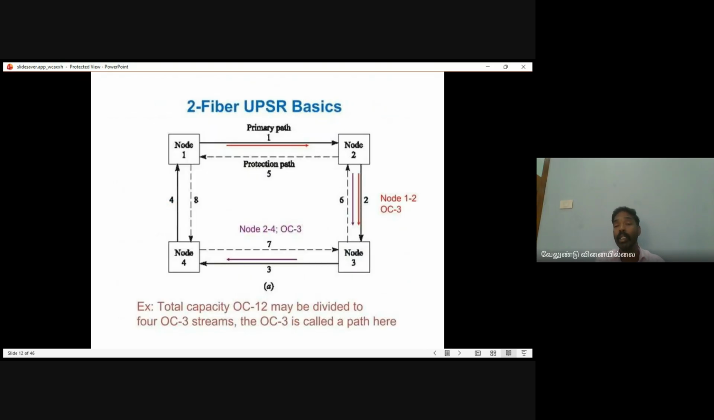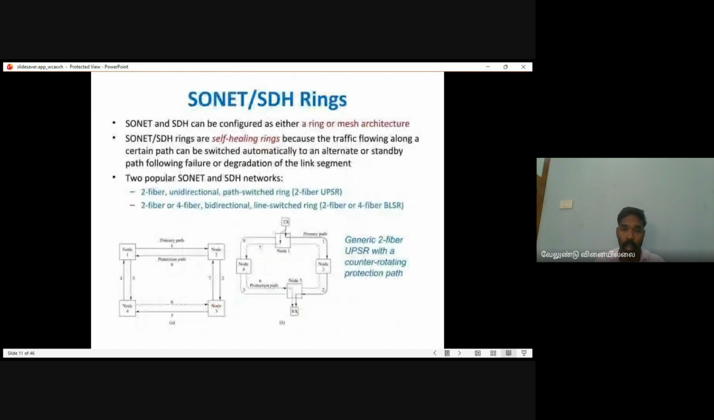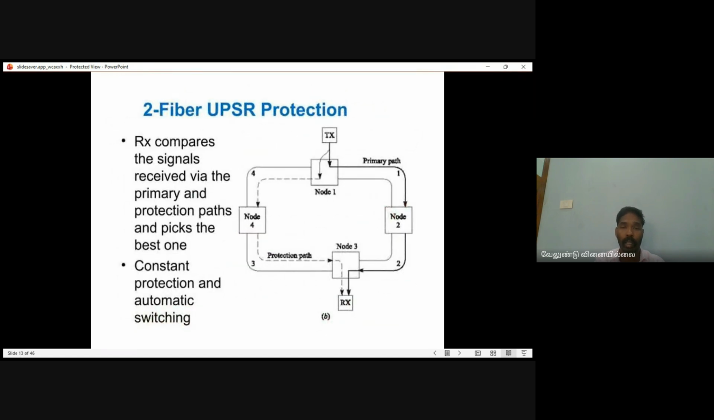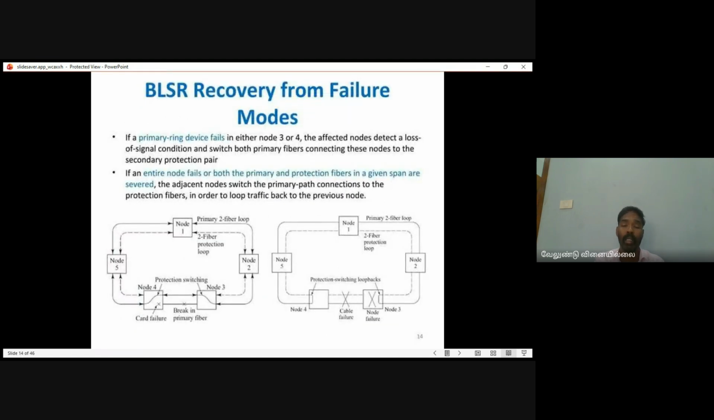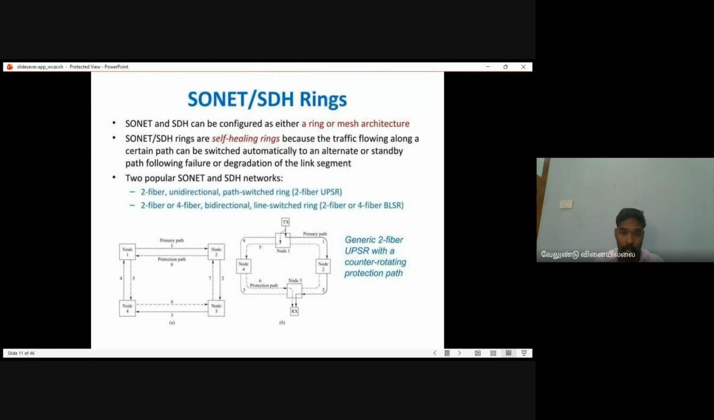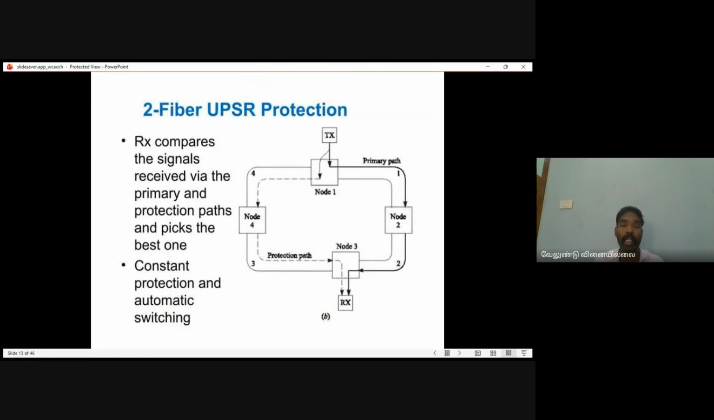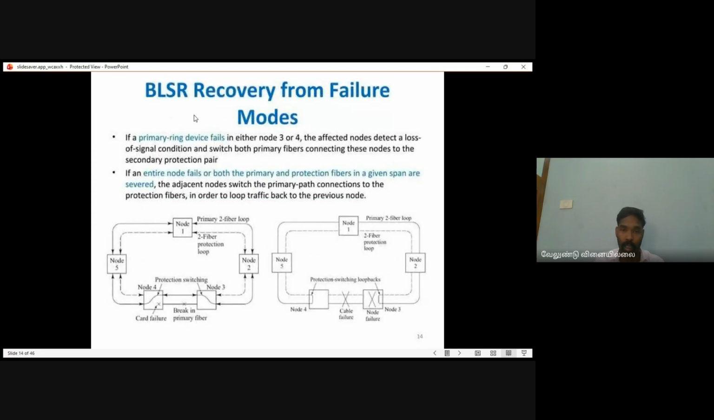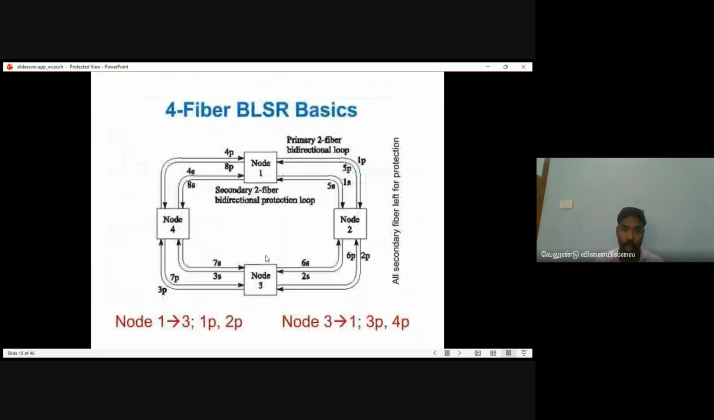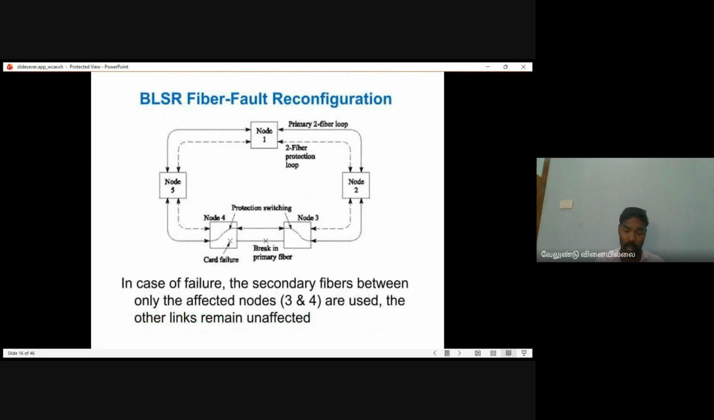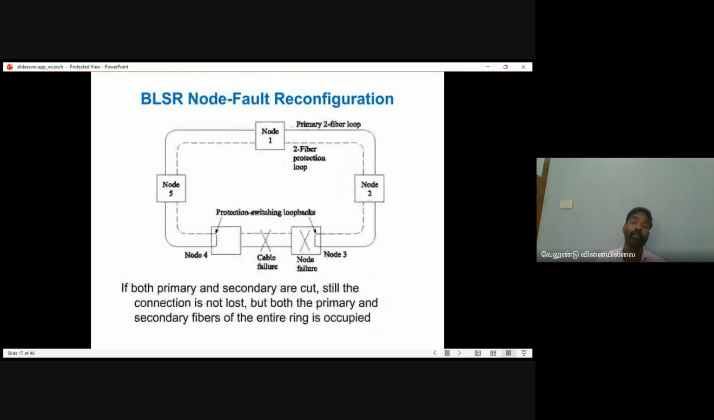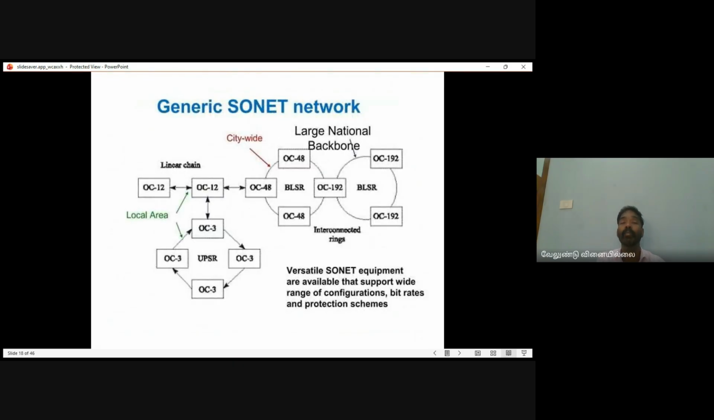We can say it is a unidirectional path switching ring, UPSR. That's called bidirectional two fiber. This is a bidirectional line switched ring. This is not path, it is a line switched ring. The bidirectional line switched ring recovers from the different failure modes. It is four fiber, and four fiber has a different capability of removing the fault under cable failures. And this is a general SONET network.